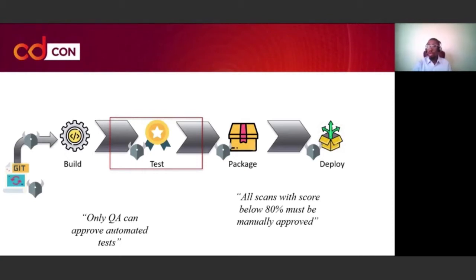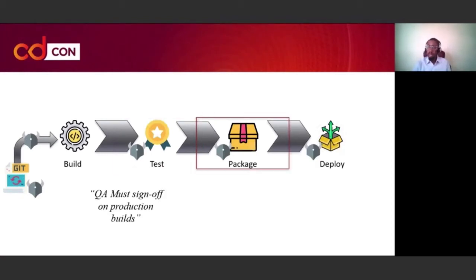If for some reason your static code analysis score is below 80%, you need a manual approval for the pipeline to proceed. QAs must sign off on all production builds. Build artifacts must not contain vulnerable dependencies. These are the kind of policies that OPA could enforce on the package stage of your pipeline.